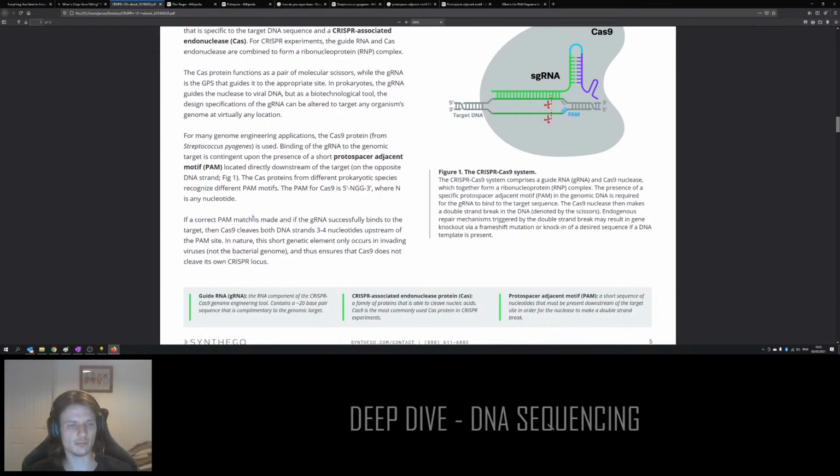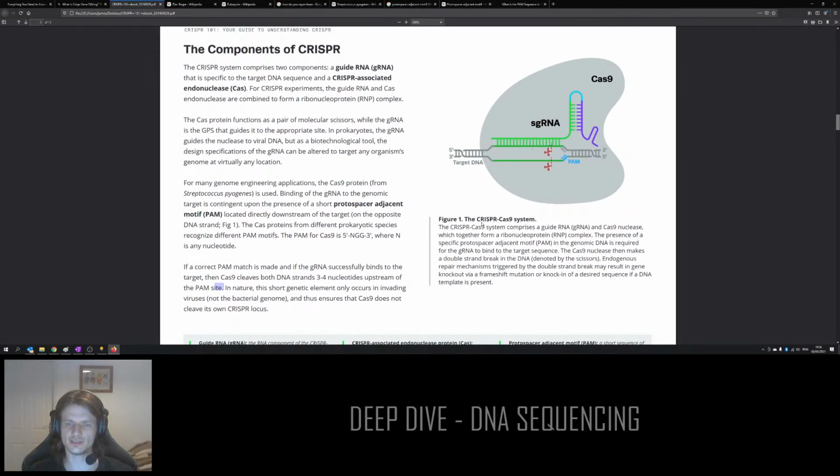If the correct PAM match is made, and if the gRNA successfully binds to the target, then Cas9 cleaves both DNA strands nucleotides upstream of the PAM site. In nature, this short genetic element only occurs in invading viruses, not the bacterial genome. Oh, okay. And thus ensures that Cas9 does not cleave its own CRISPR locus.